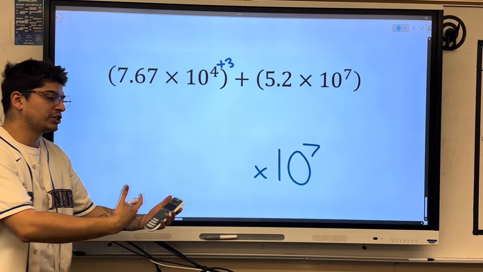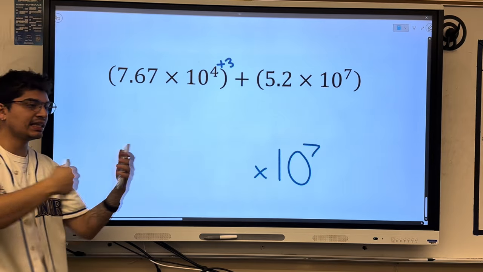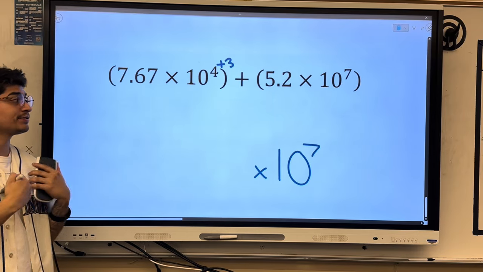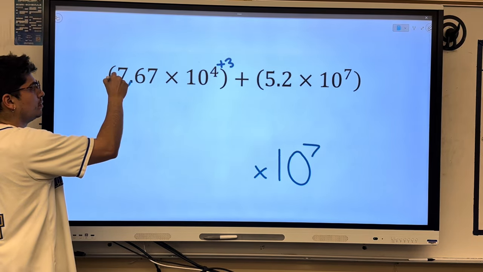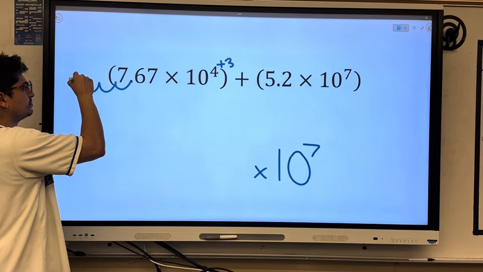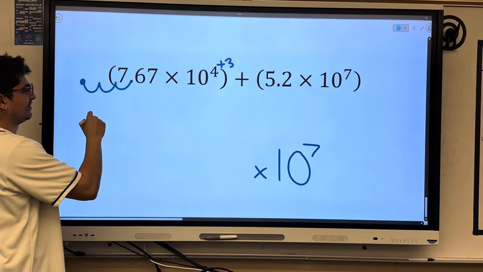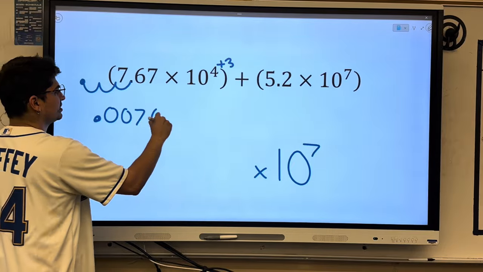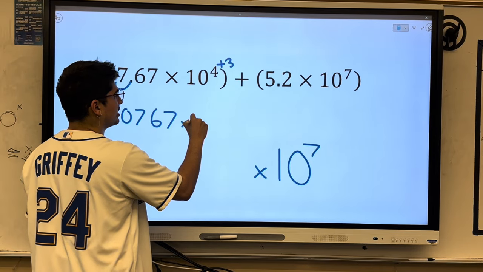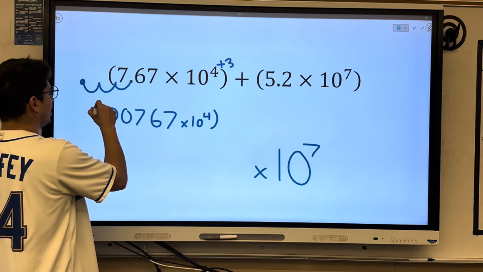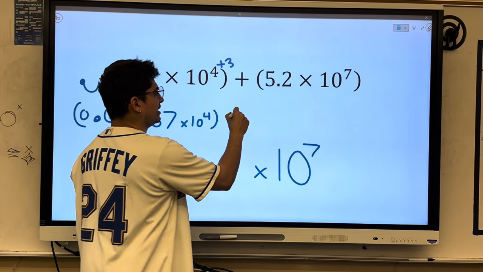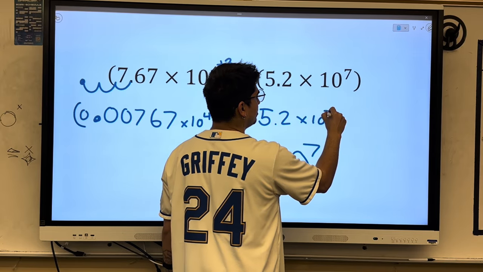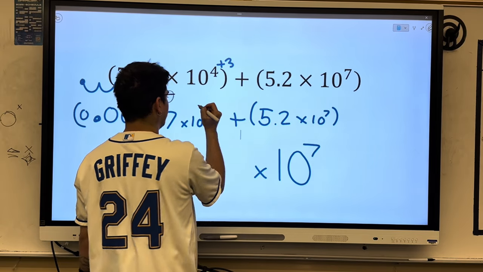And so again, like I've been mentioning, whenever you move the decimal to the left, you are adding. And because we're adding, that means we're moving the decimal to the left. So you're going 1, 2, 3. 1, 2, 3. Make sure I got that right. So our new number is 0.00767 times 10 to the fourth power. That's my new number, right? And I'm adding it with 5.2, and we haven't done anything to this one, so this one's just being rewritten. Oops, this should be 7.